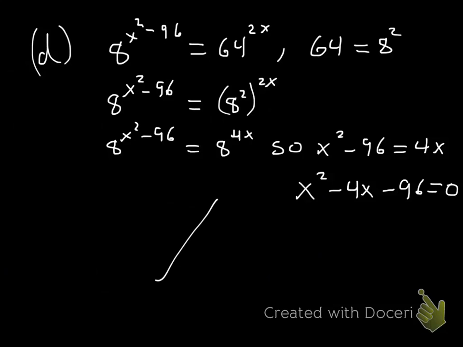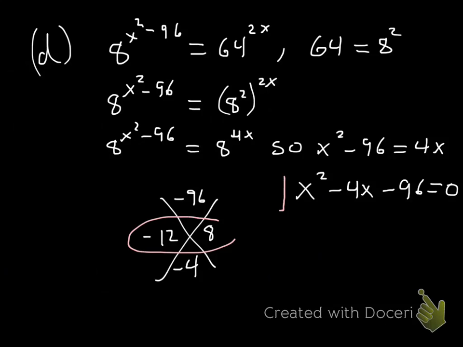Okay, and what I'm looking for are factors of negative 96 that have a sum of negative 4. So it might take you a little bit of time, but if we try 12 and 8, 8 times 10 is 80, 8 times 2 is 16, so 80 plus 16 gives me 96. So 12 and 8, and we need a negative 12. Because the coefficient here is 1, we can go ahead and just use what we got from our diamond.